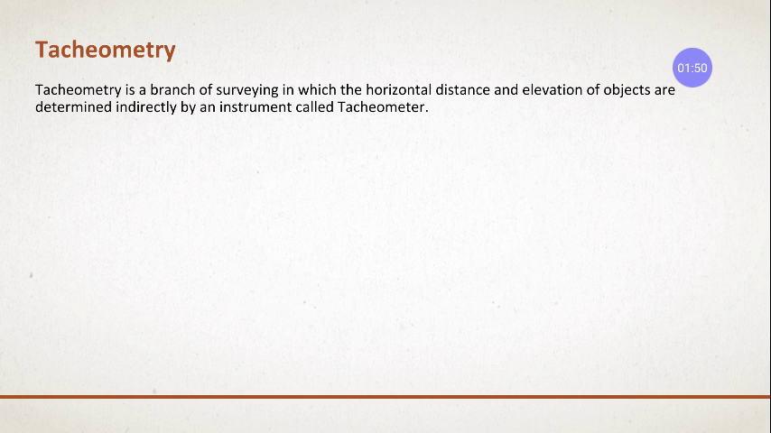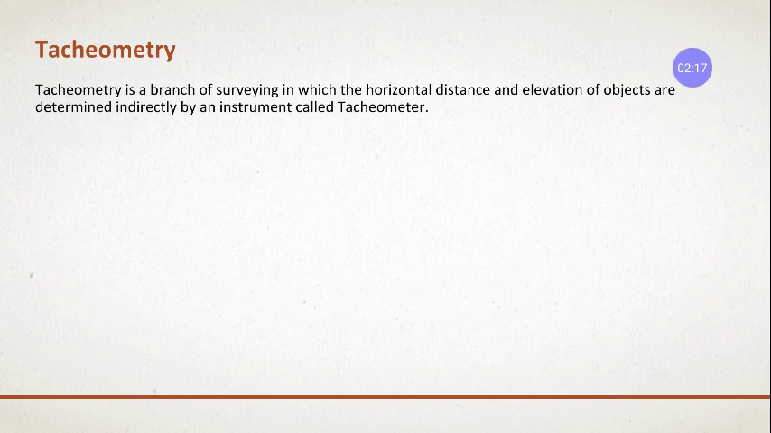It is very rapid, but it is not used for very large surveys, right? For very important surveys we don't use this tachymetry, we use it for small surveys, right? In tachymetry we talked about the instrument called tachymeter, which will be used to calculate the elevation and the distance of the object, right?